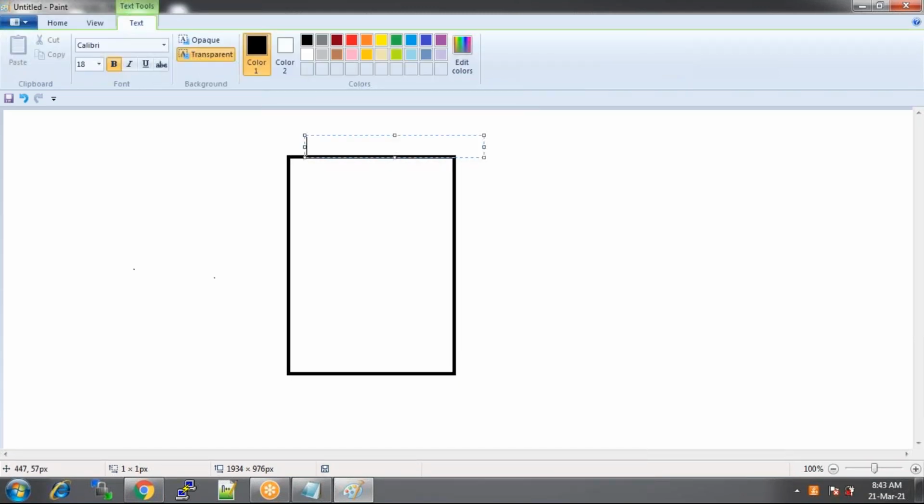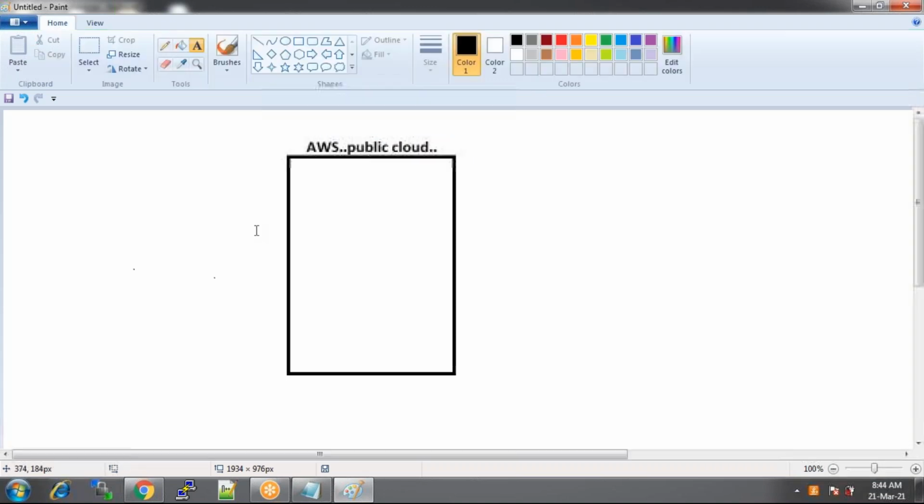So this is our AWS. This AWS cloud we call a public cloud. So what is public cloud? Anyone can log into AWS and they can create their resources, right? Anyone can create their accounts and create their resources. So that is what public cloud means.